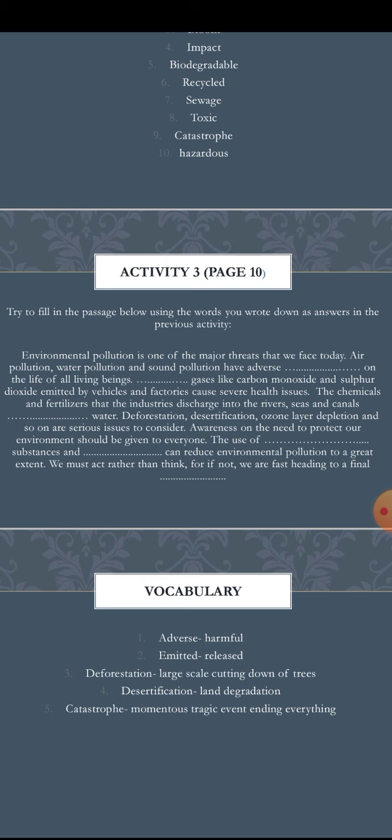Finally, we must act rather than think, for if not, we are heading to a final disaster. What is that disaster called? It is called a catastrophe.